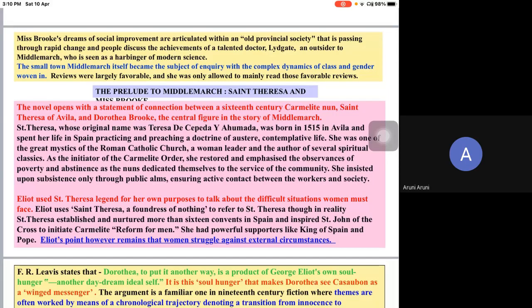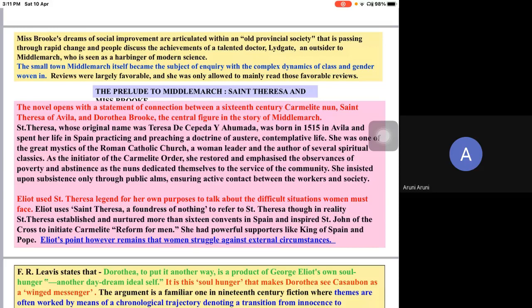Then the small town of Middlemarch itself became the subject of inquiry, with the complex dynamics of class and gender woven in. Reviews were largely favorable, and she was only allowed to mainly read those favorable reviews. Okay, so as a writer she was allowed to read only the favorable reviews, but generally it was favorable also.